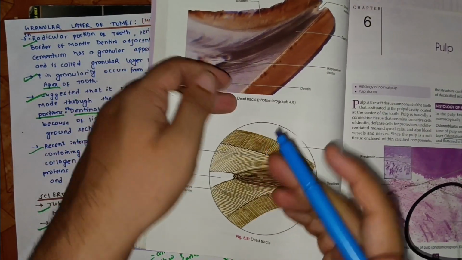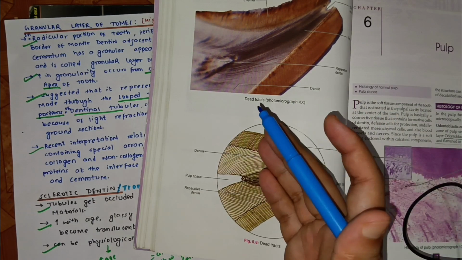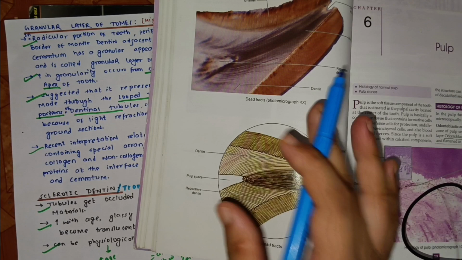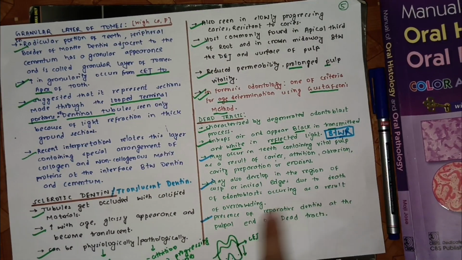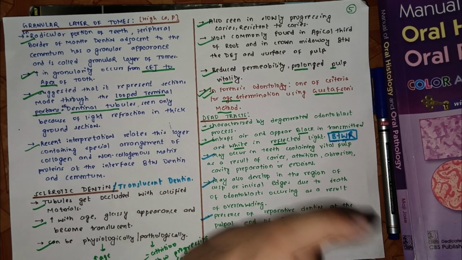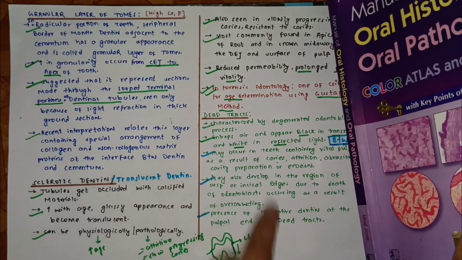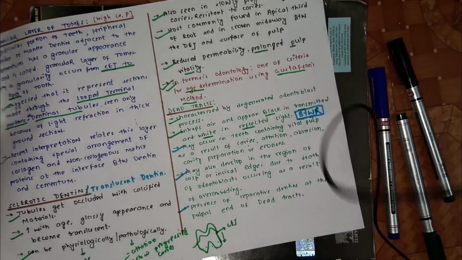As I discussed in my first video, we have reparative dentin and reactionary dentin. In reparative dentin there is death of the odontoblasts. Because of that death, new odontoblasts are formed and they form the reparative dentin at the pulpal end. So you can understand it like that.